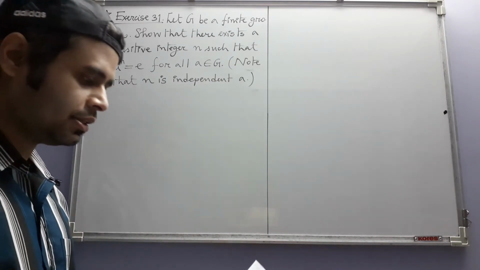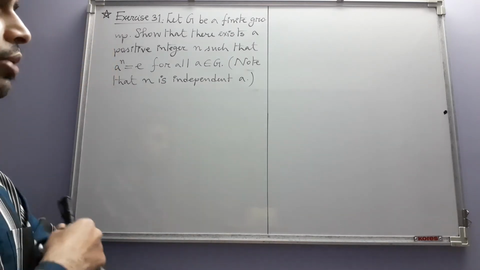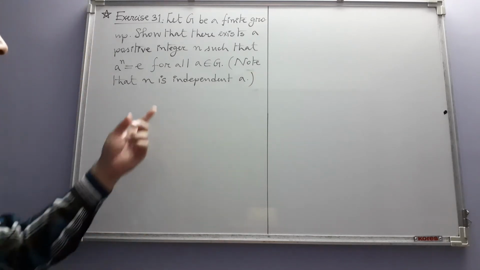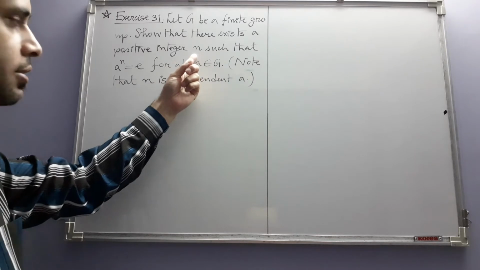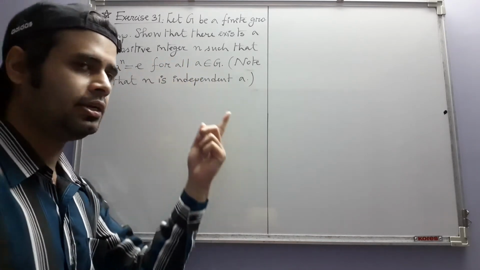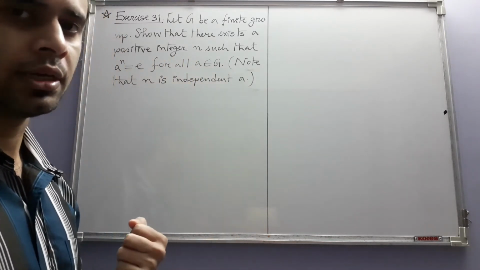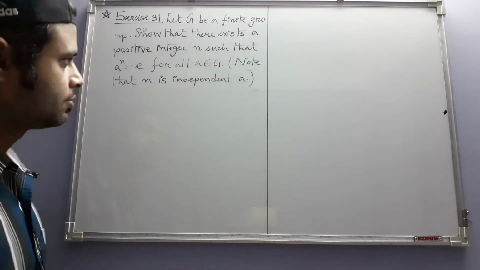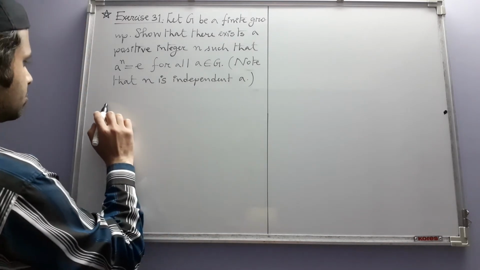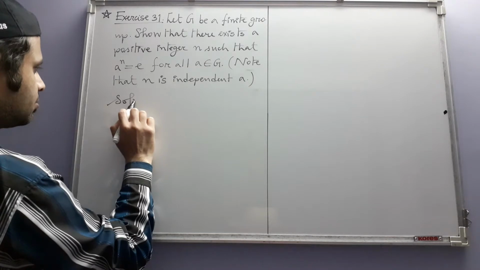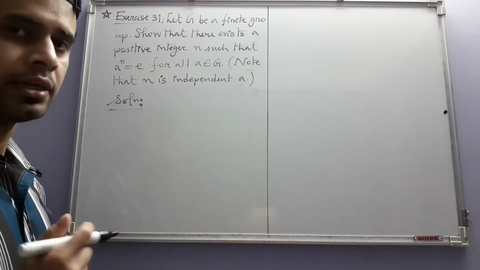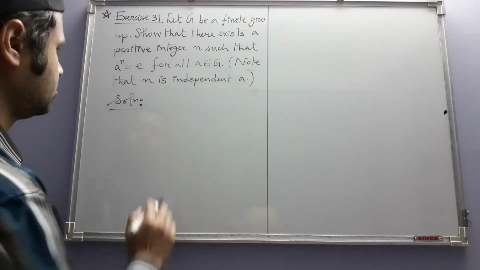Okay, so in this one we have a finite group G. We have to prove that there exists a positive integer n such that the nth power of any element in G equals the identity. Note that n is independent of a, of course. To solve this one, we first show that every element in G is of finite order.